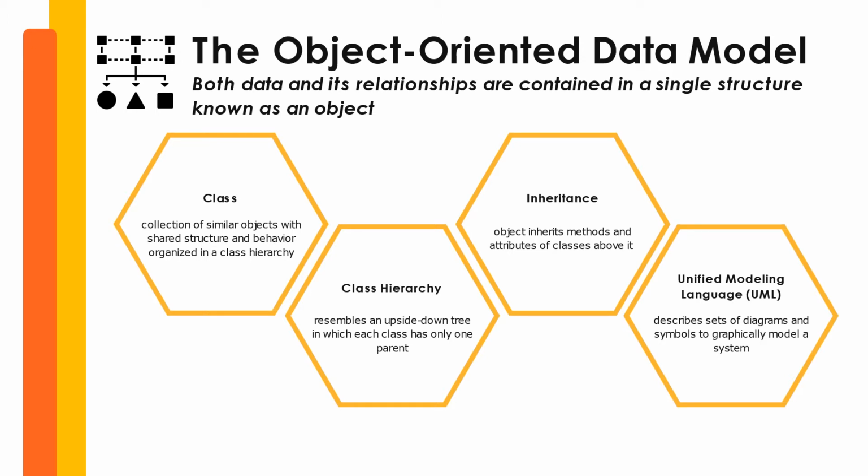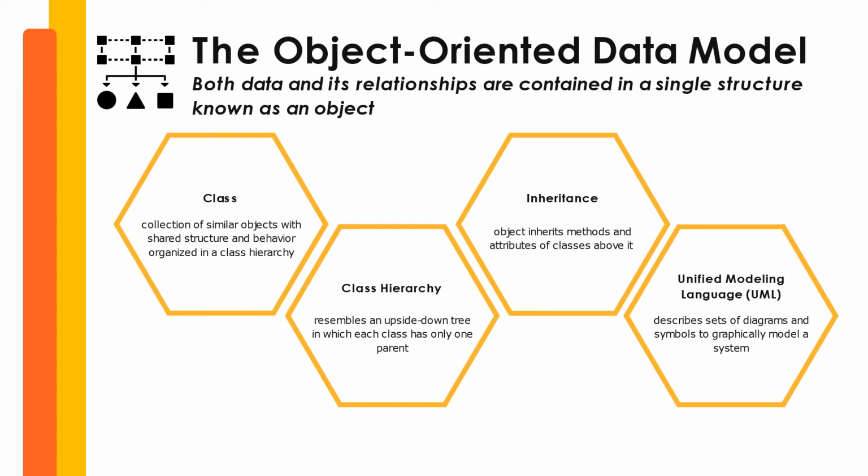In this model, real-world problems are represented as objects with different attributes. Now, all those objects have multiple relationships in between them. For the object-oriented data model, we have the following. We have the class, which is referred to as the collection of similar objects with shared structure and behavior organized in a class hierarchy. The class hierarchy resembles an upside-down tree in which each class has only one parent.